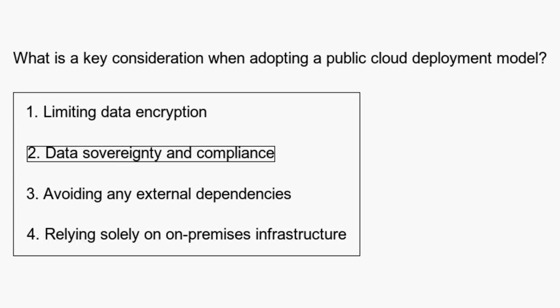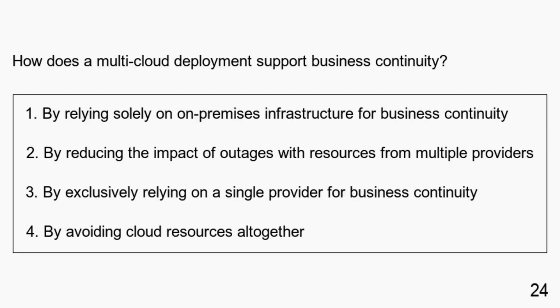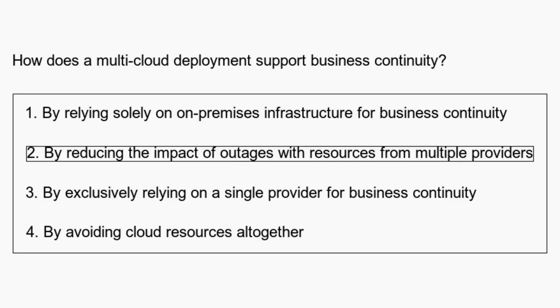How does a multi-cloud deployment support business continuity? By relying solely on on-premises infrastructure for business continuity. By reducing the impact of outages with resources from multiple providers. By exclusively relying on a single provider for business continuity. By avoiding cloud resources altogether. A multi-cloud deployment supports business continuity by reducing the impact of outages, utilizing resources from multiple cloud providers.